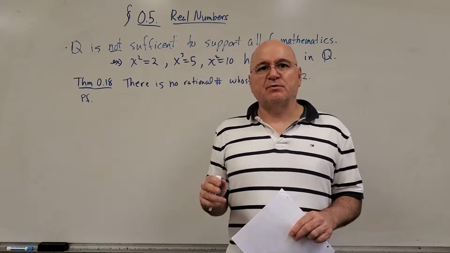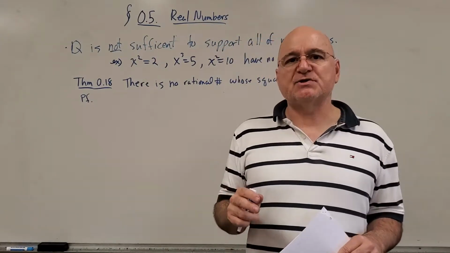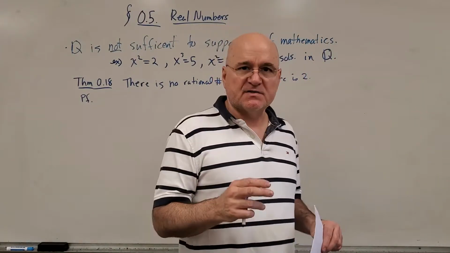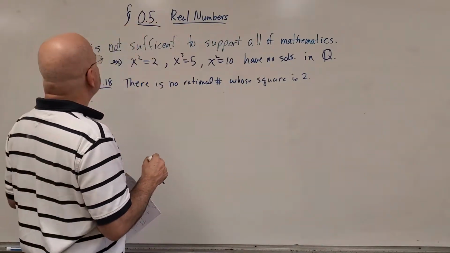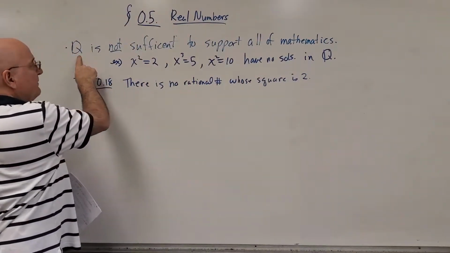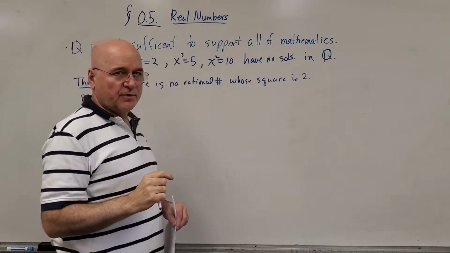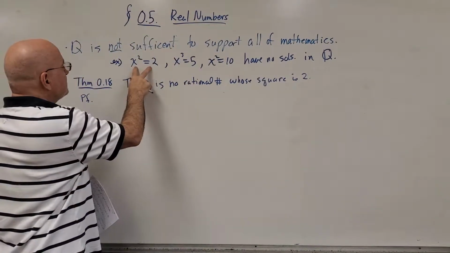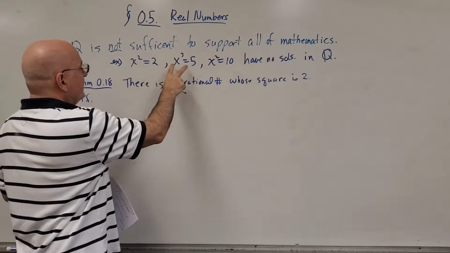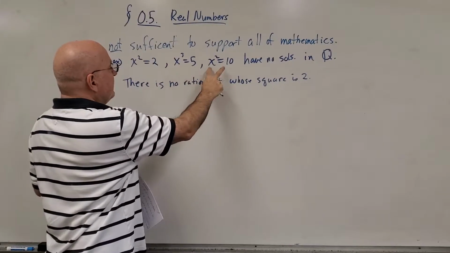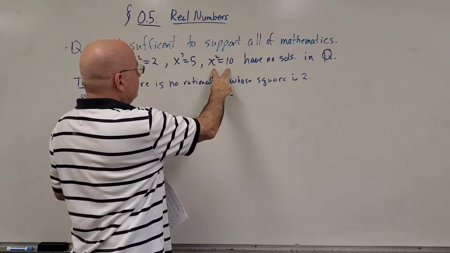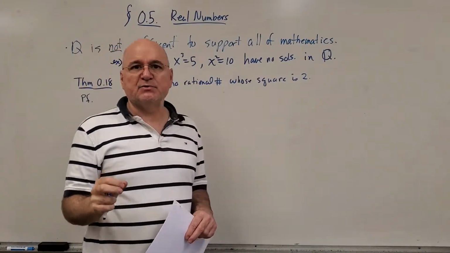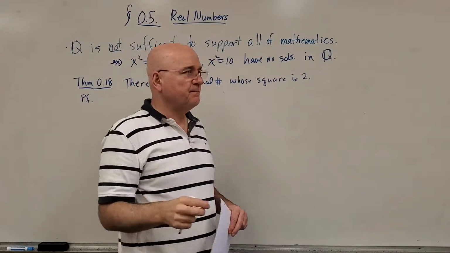In the next section, we're going to show how the rational numbers are not sufficient to support all of mathematics. Q, the rational numbers, is not sufficient to support all of mathematics. Here are some examples: x squared equals 2, x cubed equals 5, x squared equals 10. Not one of them has a solution in the rational numbers.